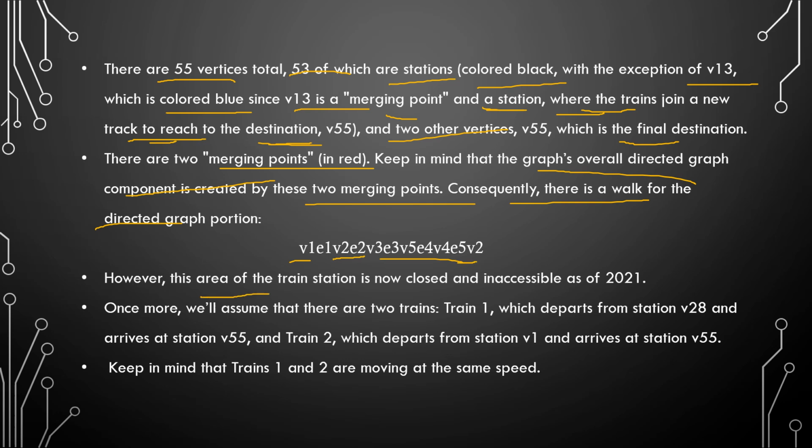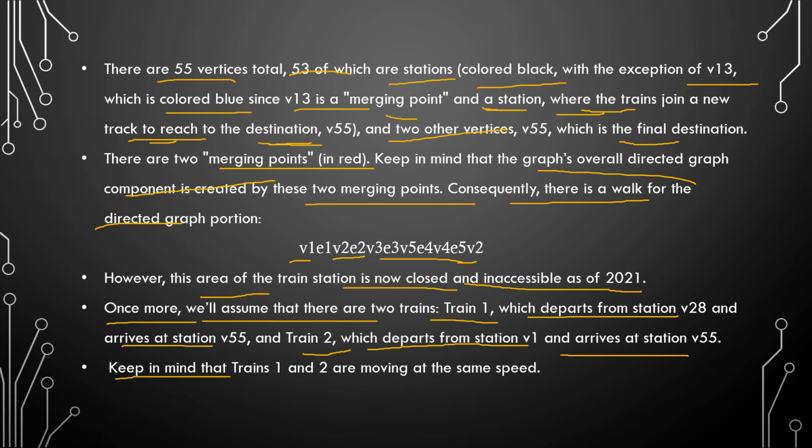However, this area of the train station is now closed and inaccessible as of 2021. Once more, we will assume that there are two trains. Train 1 departs from station V28 and arrives at station V55. Train 2 departs from station V1 and arrives at station V55. Keep in mind train 1 and train 2 are moving at the same speed. Okay. Let us move towards the next part.